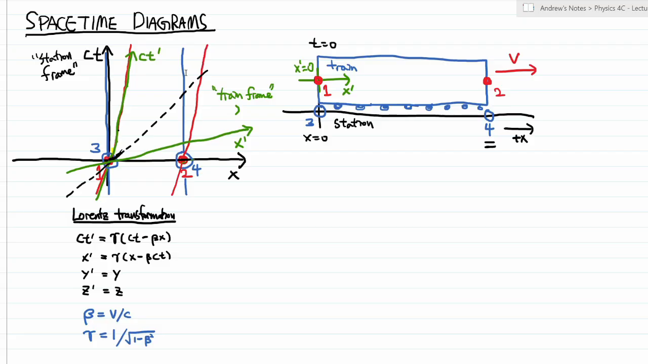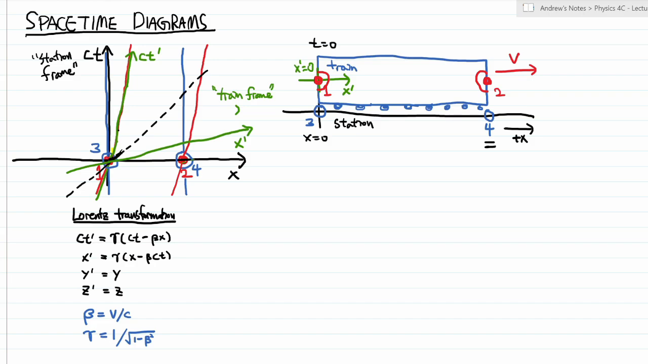Let's try to get a pair of events that are simultaneous in the station frame. I think I can do it this way. I'm going to install light bulbs on the back of the train and on the front of the train. Now, these light bulbs are triggered in a special way.